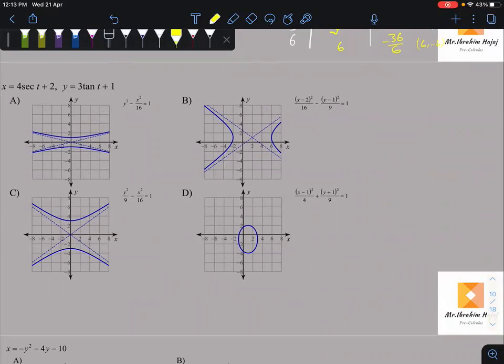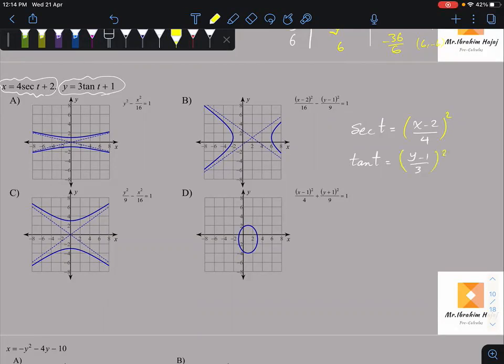Okay, for the next question, also parametric equations. x equals 4 sec t plus 2 and y equals 3 tan t plus 1. We're going to isolate each sec and each tan. From the first equation, x equals 4 sec t plus 2, we can write sec t alone on one side by taking the 2 to the other side and then dividing by 4. We can do the same thing with the second equation and isolate the tan t. tan t equals y minus 1, all over 3.